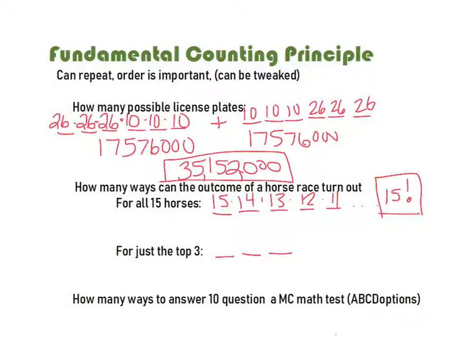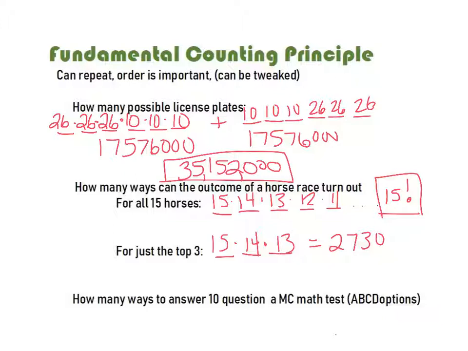Now I don't have to pick all 15 of them. I just have to pick the top 3. Well, I'd still have 15 options here. And once I've got first place designated, now I have 14 options for second, 13 options for third. Now that's a much more doable kind of thing. If you multiply those all together, there are 2,730 ways then that I could pick the top 3. Still not real likely I'm going to pick the right one, but there it is.